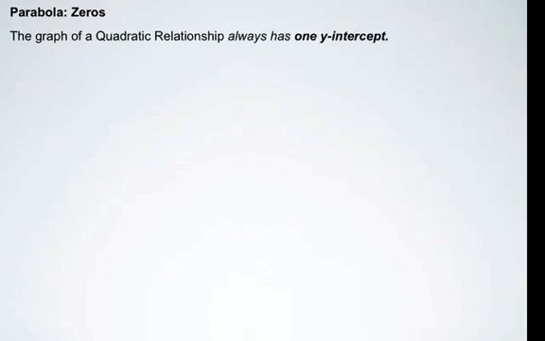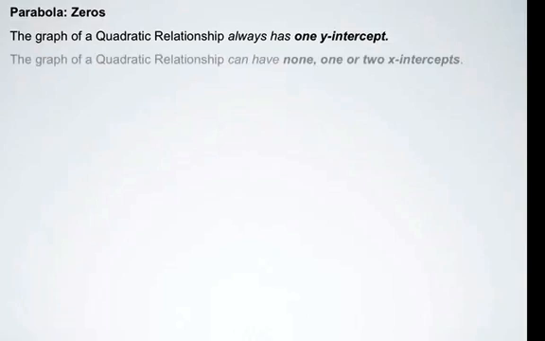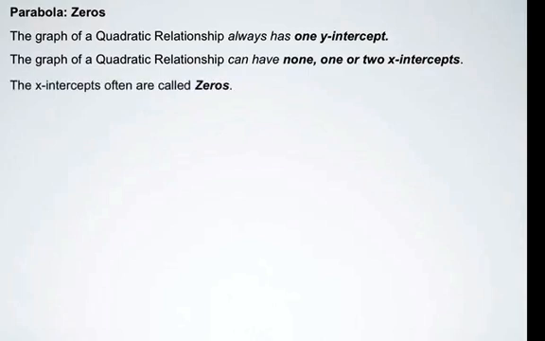Let's look at zeros for a parabola. The graph of a quadratic relationship always has one y-intercept. The graph of a quadratic relationship can have 0, 1, or 2 x-intercepts. The x-intercepts are often called zeros. We call them zeros because where the line crosses the x-axis, y is equal to 0.